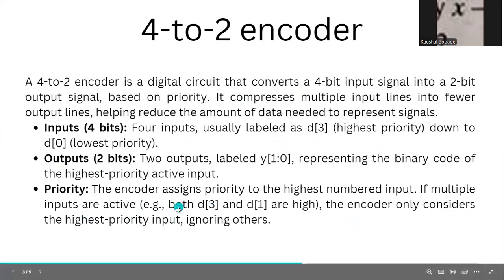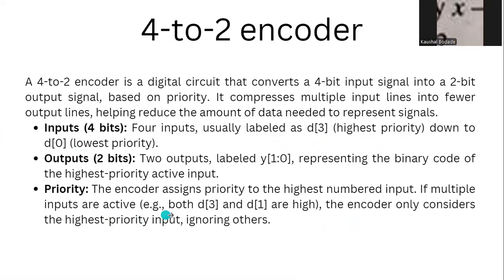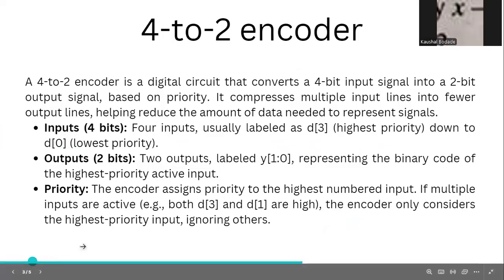But if both inputs are active, meaning both D3 and D1 are high, the encoder only considers the highest priority input, ignoring the others.